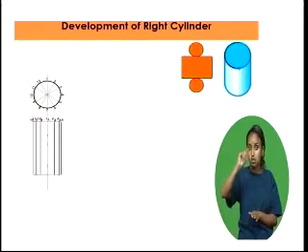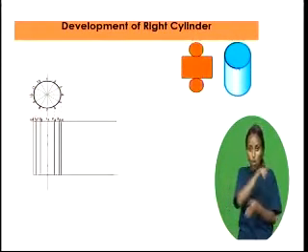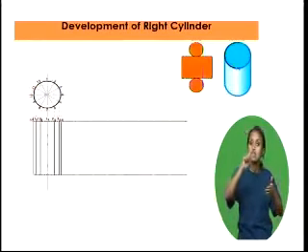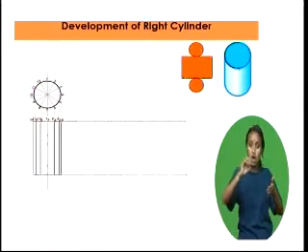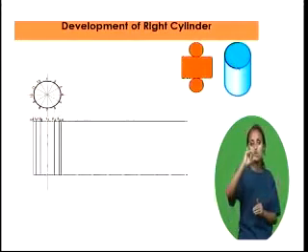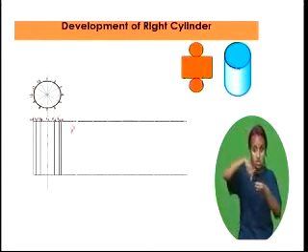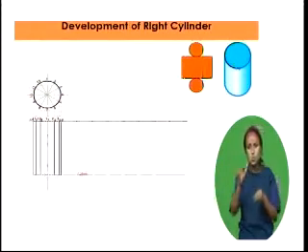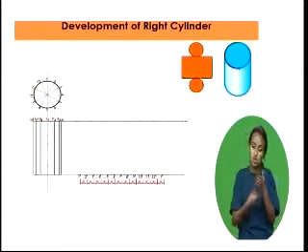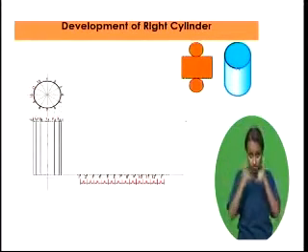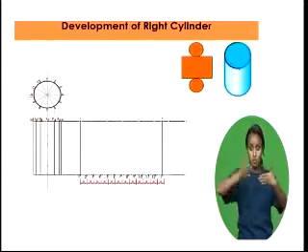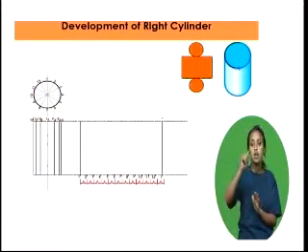Draw a horizontal line on the side of the elevation. This line is called the stretch-out line. The length of this line is equal to the circumference of the cylinder. Divide the stretch-out line into the same number of equal parts in which the plan circle has been divided. The rectangle so obtained is the development of the lateral surface of the cylinder.